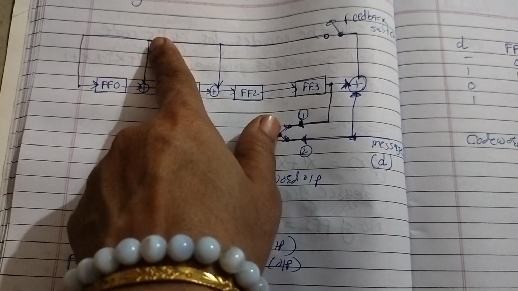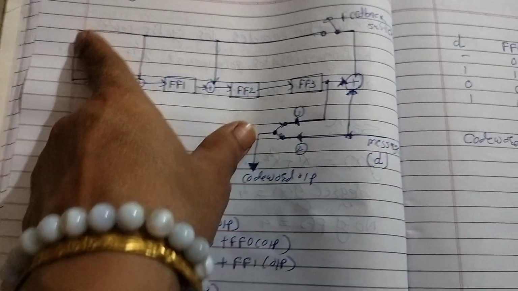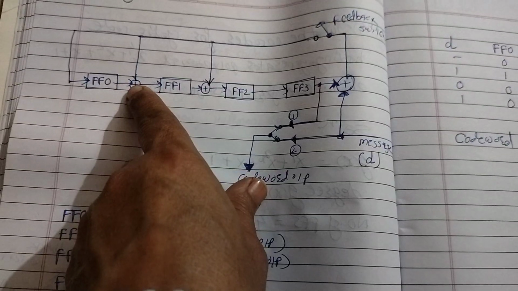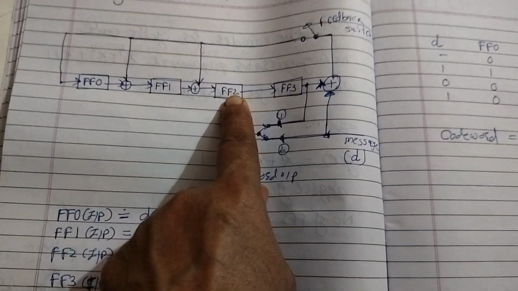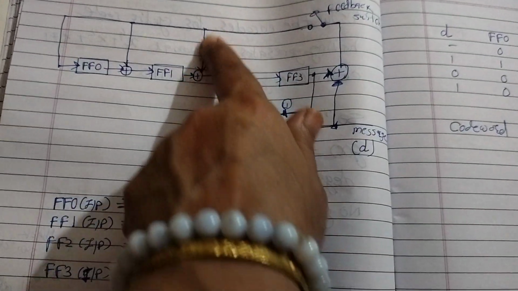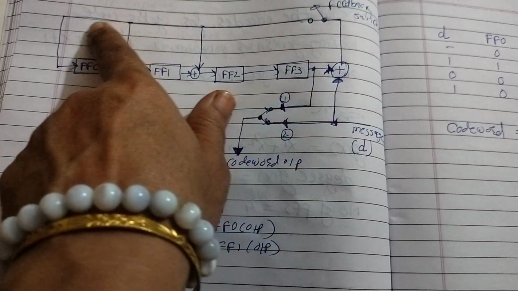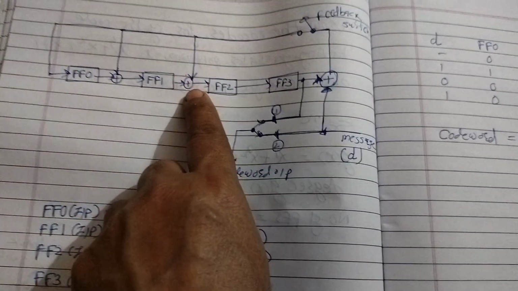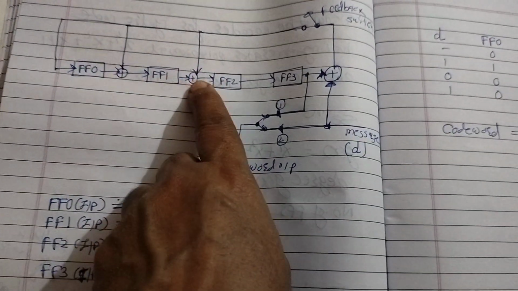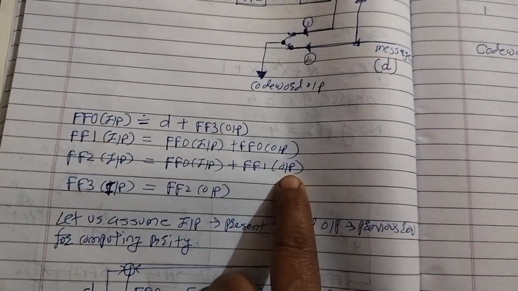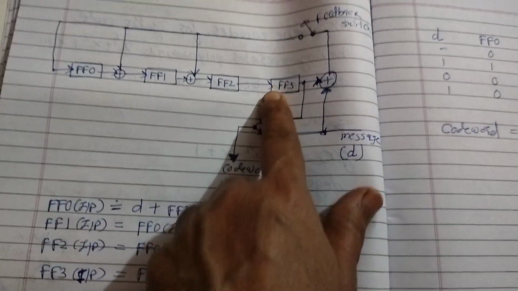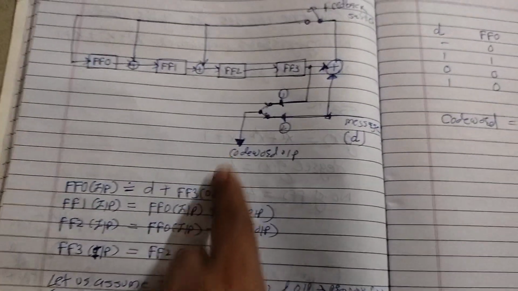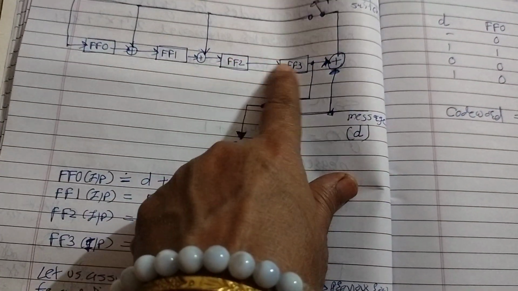So flip-flop 0 input, because the same is coming here, as well as flip-flop 0 output. Now what is flip-flop 2 input? This line is flip-flop 0 input, because the same is going to the input of flip-flop 0. So flip-flop 0 input plus flip-flop 1 output. Now what is flip-flop 3 input? Flip-flop 3 input is flip-flop 2 output.